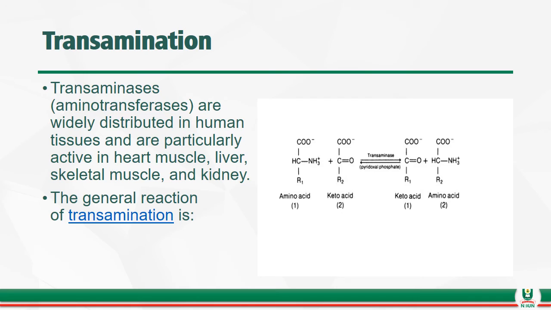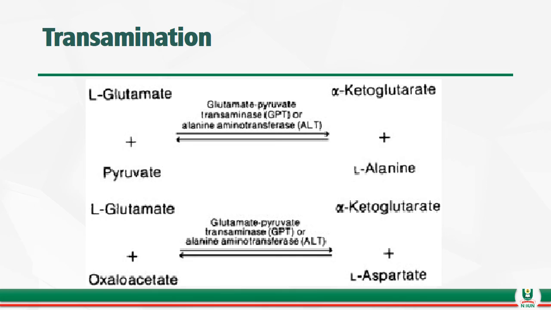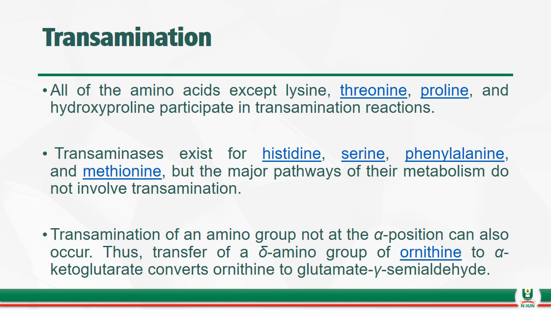Transaminases, or aminotransferases, are widely distributed in human tissues and are particularly active in heart muscle, liver, skeletal muscle, and kidney. The general reaction of transamination is given there. In transamination, the alpha-ketoglutarate / L-glutamate couple serves as an amino group acceptor / donor pair in the transaminase reaction. So this is it for the complete reaction.